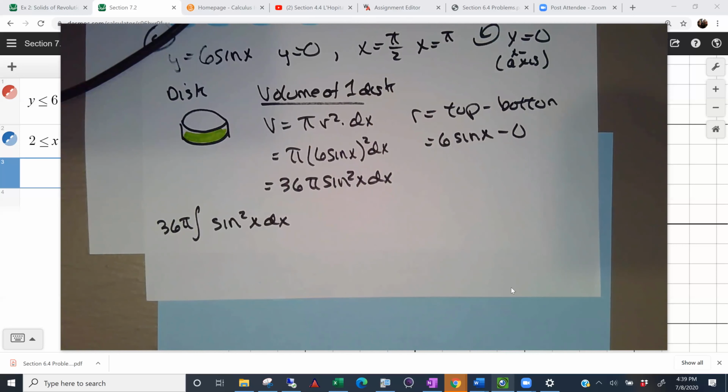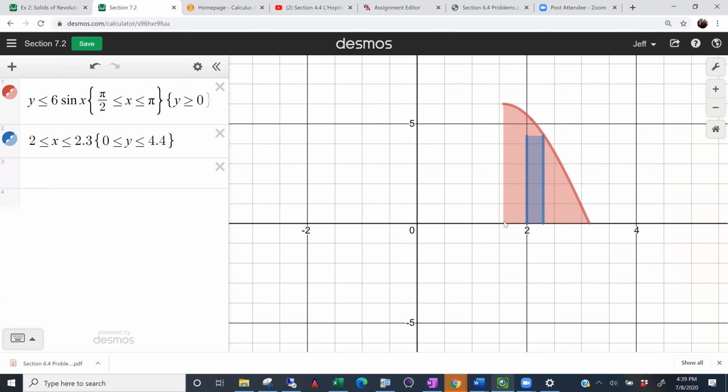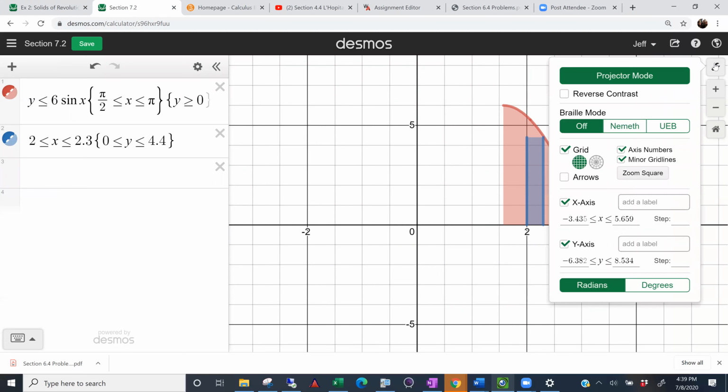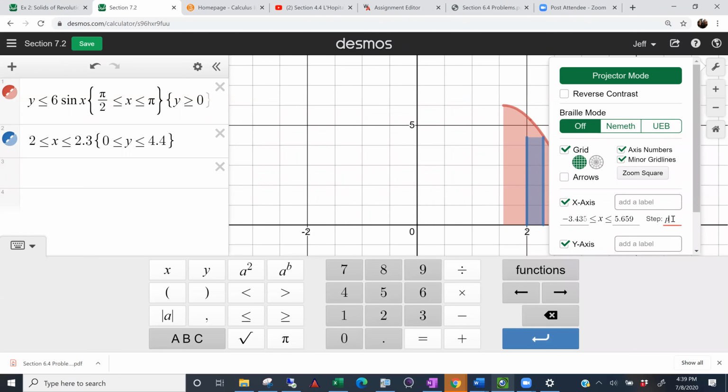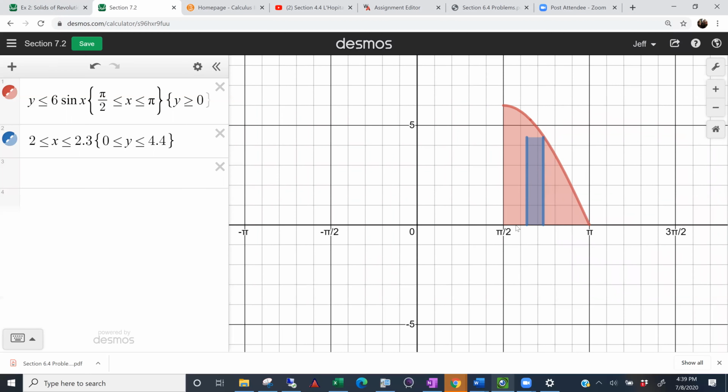Well, what about our limits of integration? Our limits of integration are going to be from pi over 2 to pi. That's where you can take the slice in this figure. So let me see if I can put, there we go, a little more clear. From pi over 2 to pi, and pi over 2 to pi, like that.